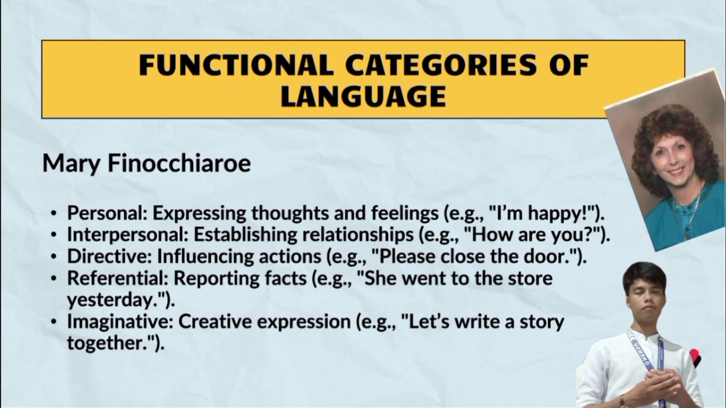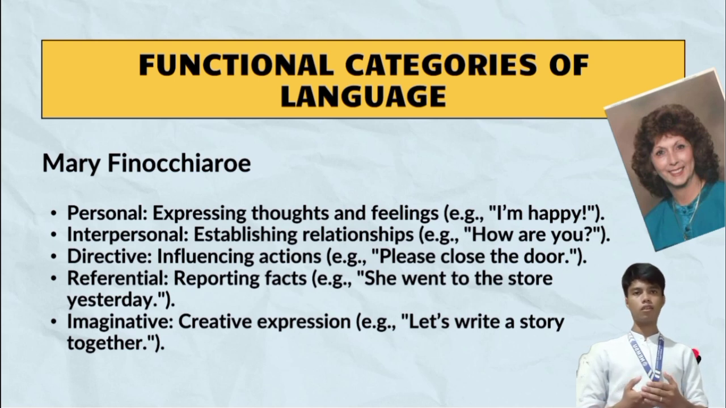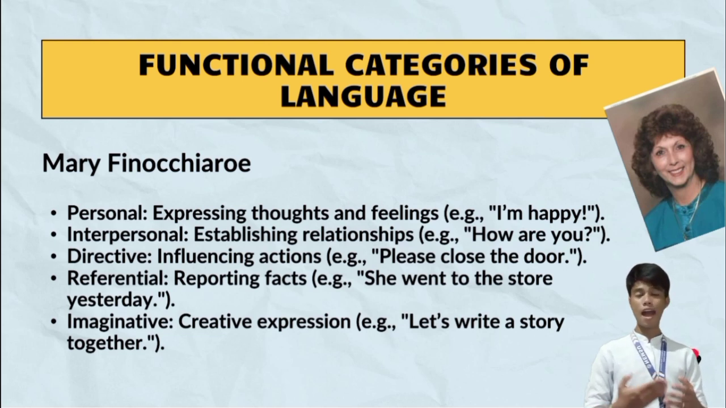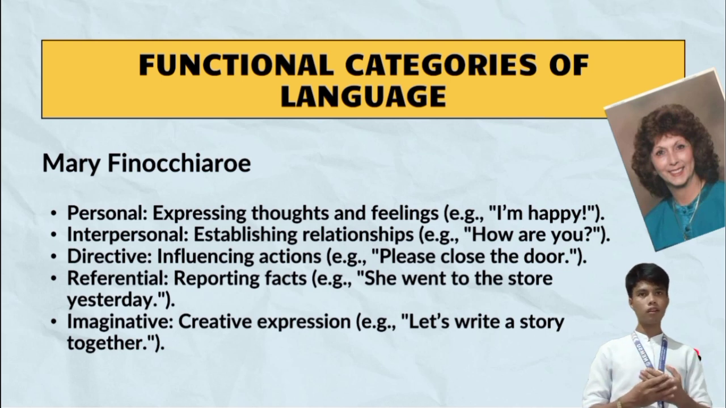The slide talks about functional categories of language. So, Marie Finocchiaro outlined 5 functional categories in language, and this includes the personal. According to her, personal category is about expressing thoughts and feelings. For example, saying, I'm happy. That is personal. And interpersonal, according to her, is about establishing relationship. Like, for example, asking someone how is she or how is he, diba? That is interpersonal.